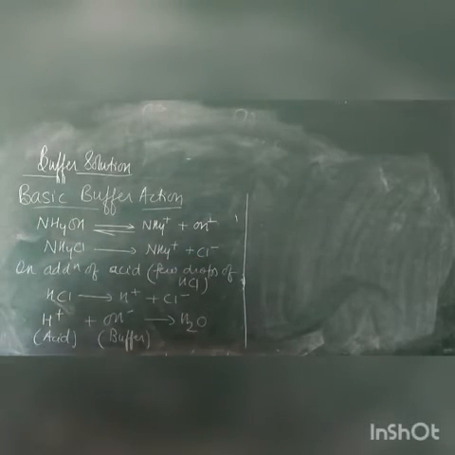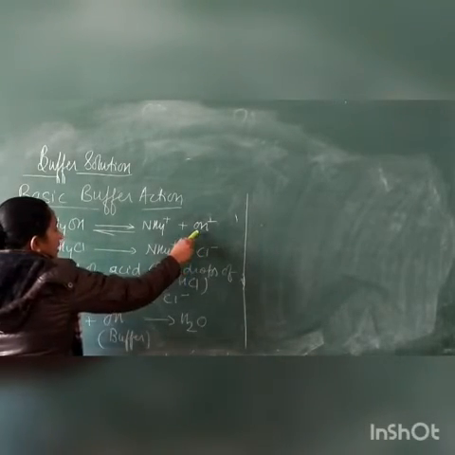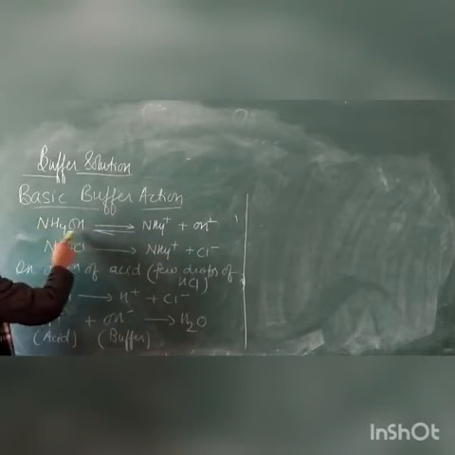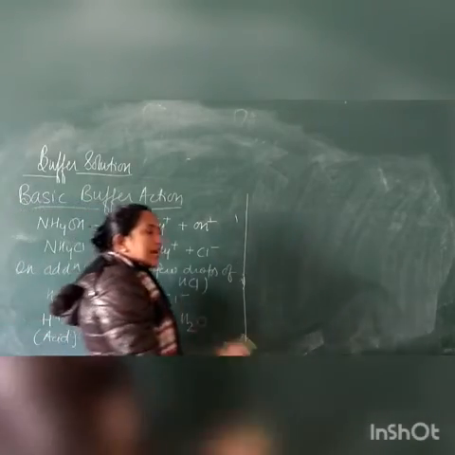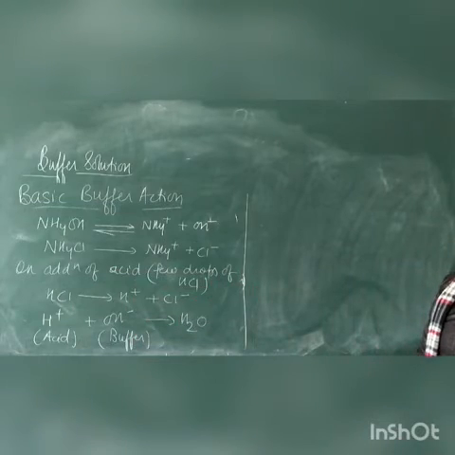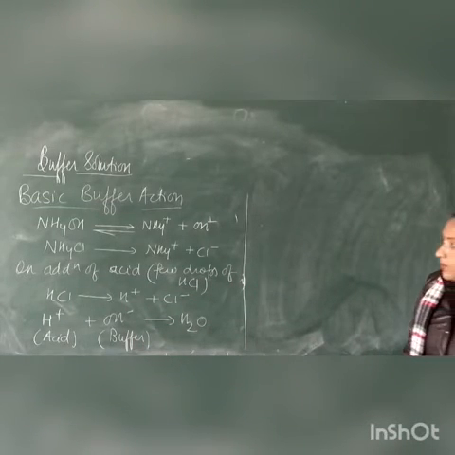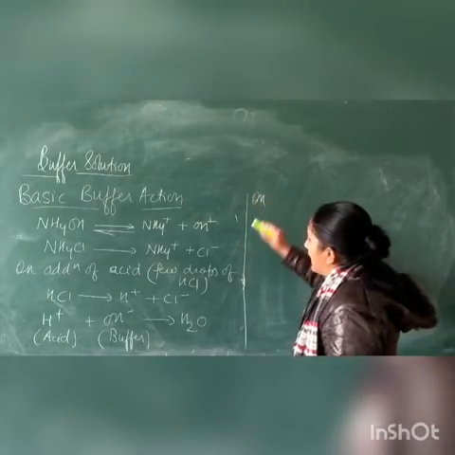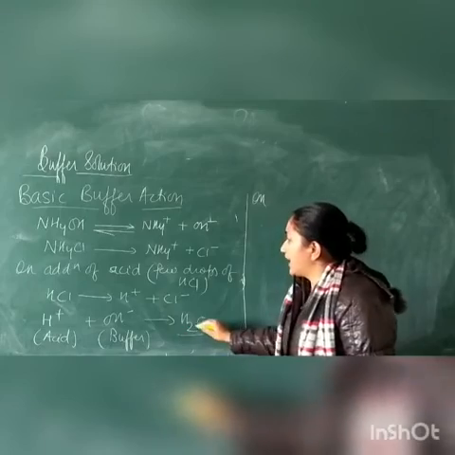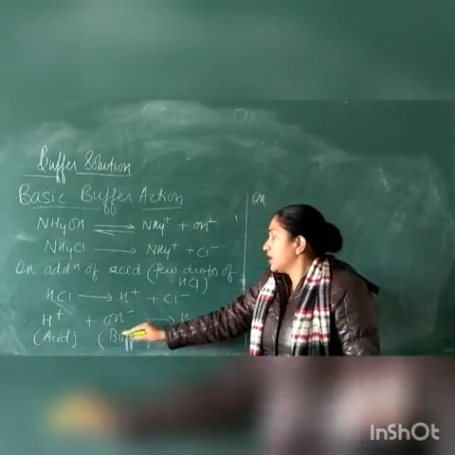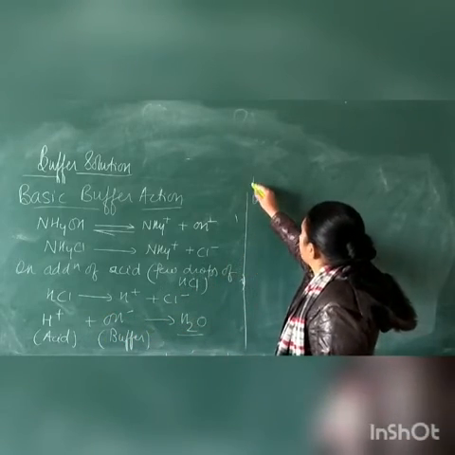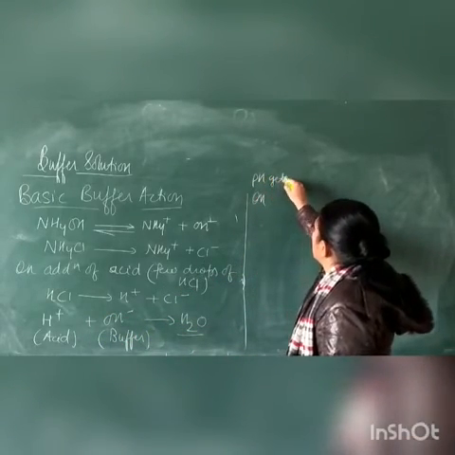So what will happen, since it is getting decreased here? From Le Chatelier's principle, the ammonium hydroxide ionization is going to increase, right? So that the hydroxyl ion which has been consumed can be reobtained, right? And hence the pH will be constant here. So water is formed, right? So the acid, whatever H plus has been added, is going to be neutralized by the hydroxyl ion from the buffer, and the pH stays constant.